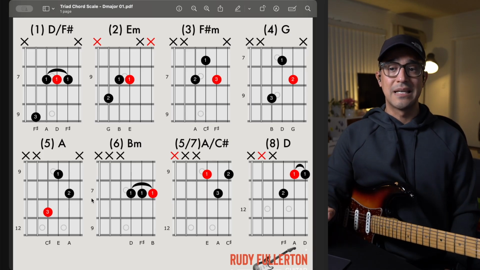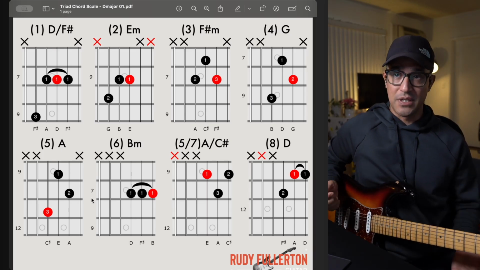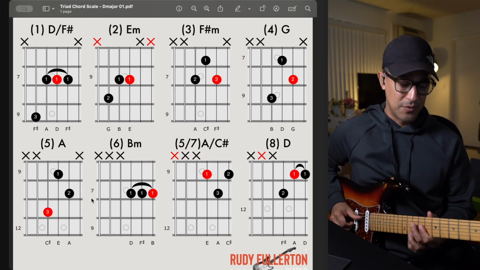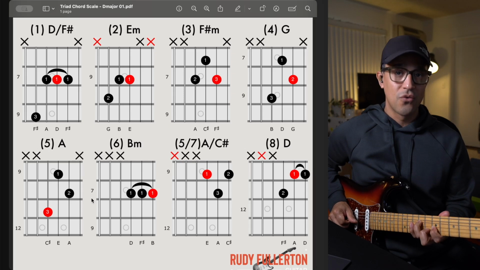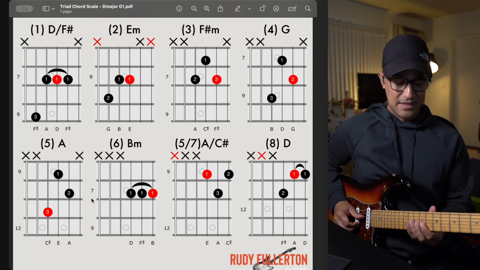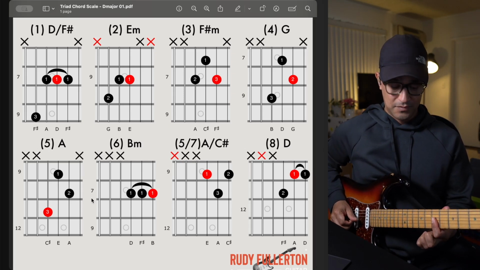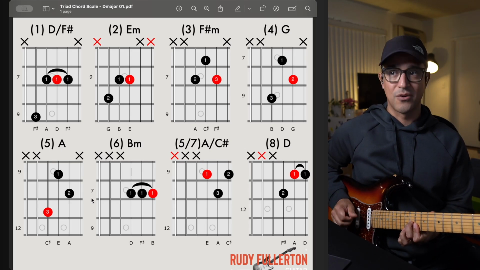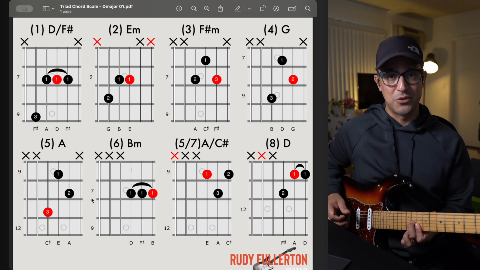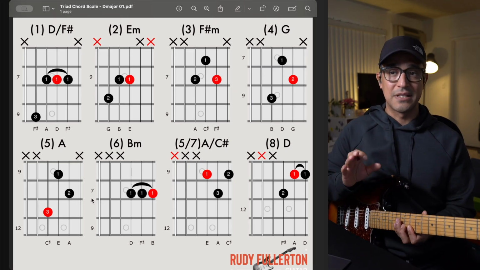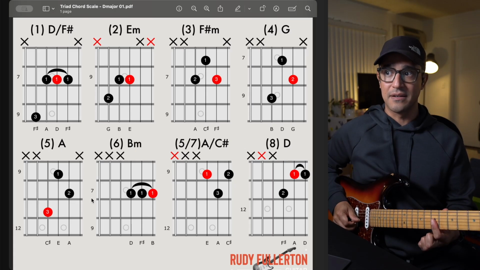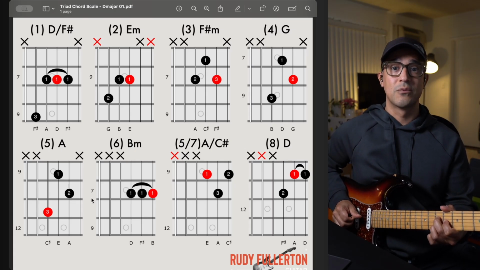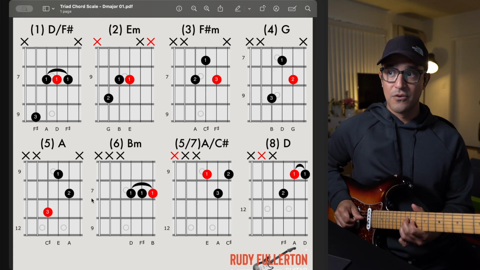This is in the particular key of D, and you'll notice on the D, you've got the 1, the 2, 3, 4, 5, 6, and 5 over 7, and then the 8, or the 1, which would be the D, the octave. Now there's one that I like to use that's not in here for the 6 as well, just like in the PDF. But I like to use the shape that I'm using for the 3 chord, which is the F sharp minor. I like to use it for the 6 as well.